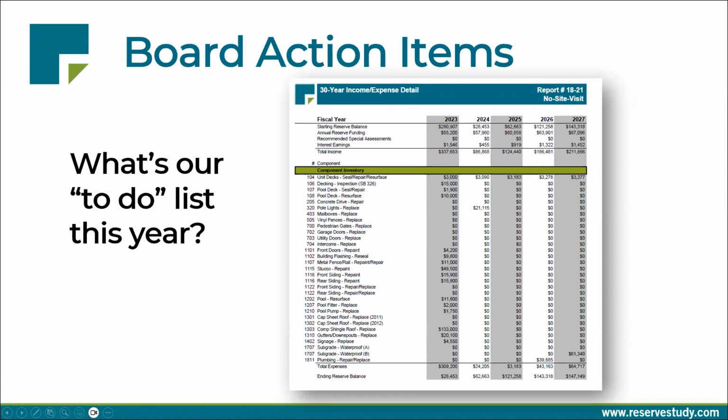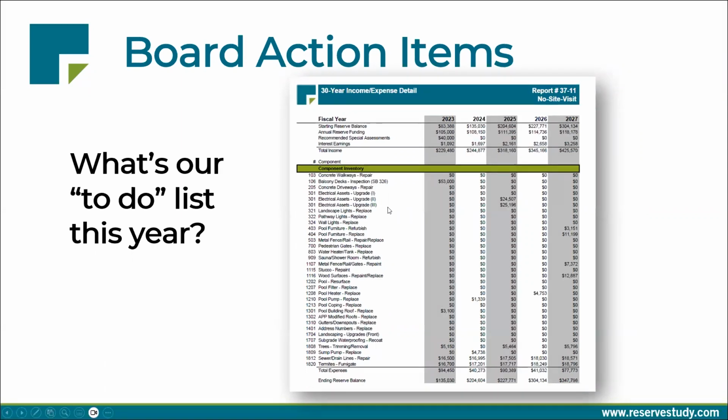Or it may be a different property. Here we go with a different one. This property has a balcony inspection project to do. They can assign that to someone and you can check it off. And what do we have? The little pool building roof. Simple project, not too big of a deal. But this is your to-do list for the year.